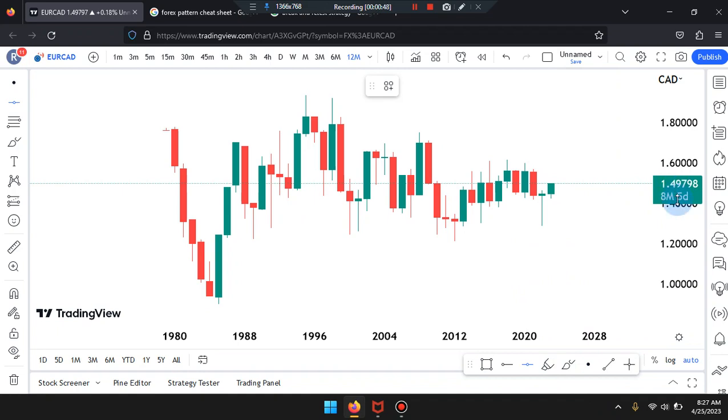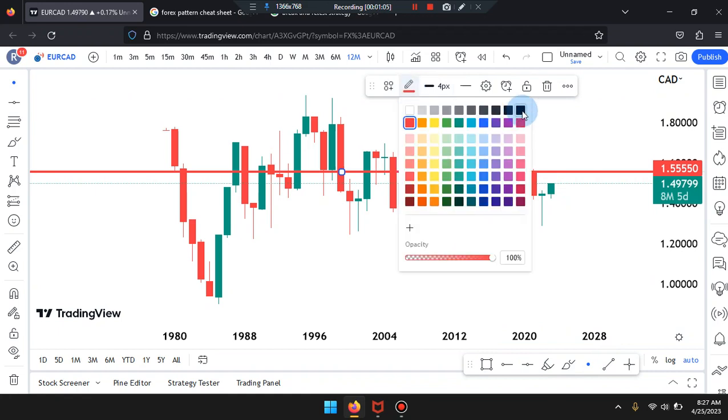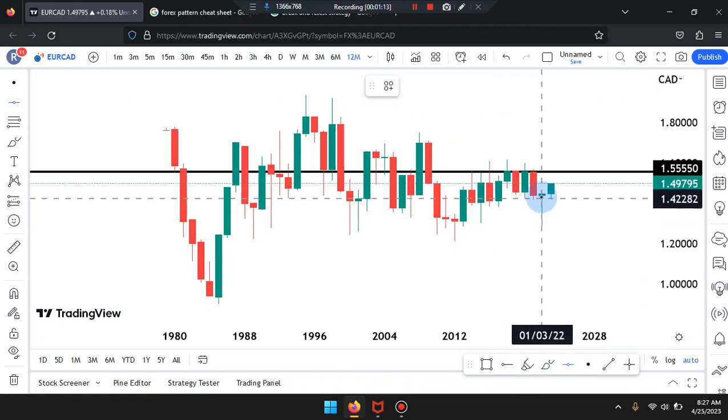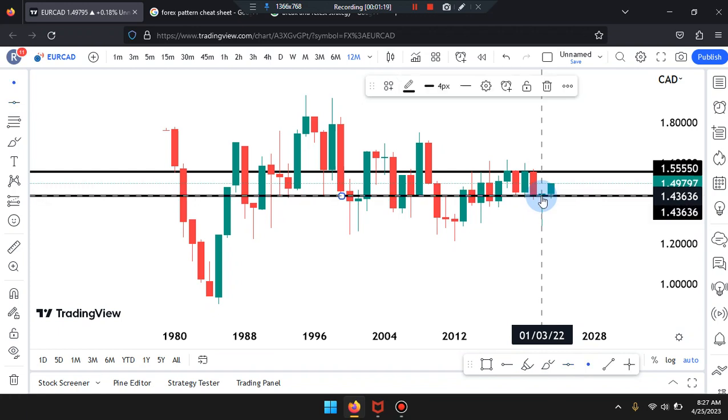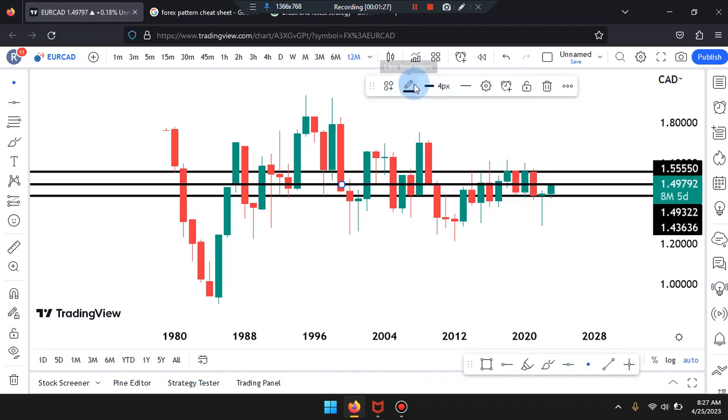Current price is sitting at 1.49798. So if price works its way up, it's headed to the third to last candle near that area, which will be near the numbers of 1.55550. If price comes down, it can tag that body of the red and green towards that low area, which would be near the numbers of 1.43636. And we can see that price action hanging out near the midpoint.